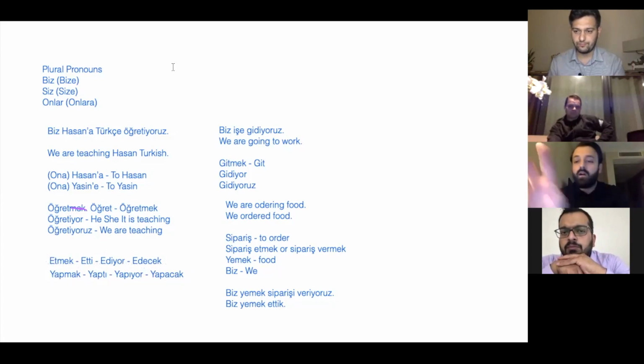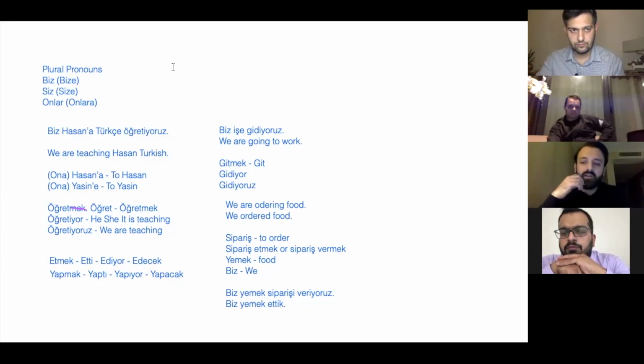Okay. Also, just finally, these last two verbs that I added are frequently used in the Turkish language. So if you know etmek, yapmak, and the different forms of them as etti, ediyor, edecek, yaptı, yapıyor, yapacak, this will be highly beneficial in understanding the Turkish language as we move forward.